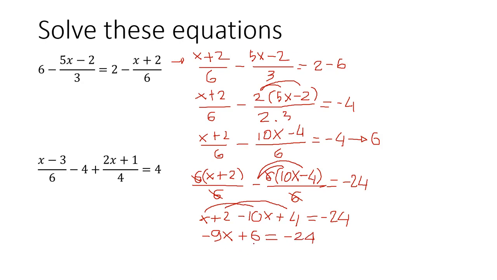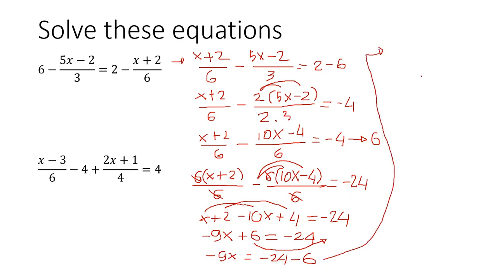Okay, the next step is an important step. Why? Because positive 6 is going to move to the right side, from the left side, from the first term, to the second term. As I informed you in my rule, if positive moves from the first term to the second term, or from the left side to the right side, it means positive becomes negative. So this equation is going to be negative 9x equals negative 24 minus 6. Okay, so this equation is going to be negative 9x equals negative 30.